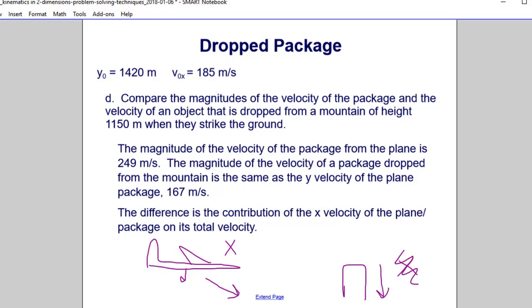So when we did the math, the plane gave us 249 meters per second. But if we just drop it, all we have is the 1/2 at squared term, and we find the velocity from the mountain is only 167. And the difference is, of course, as we showed in our little pictures here, the contribution of the x velocity of the plane on the package's total velocity.